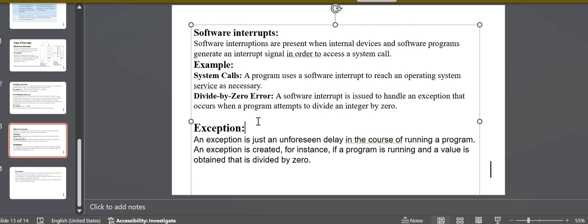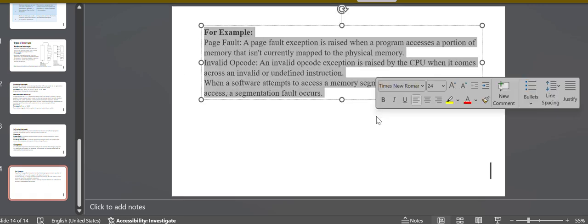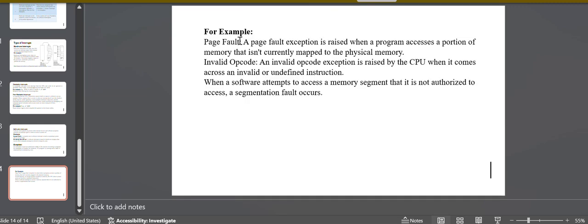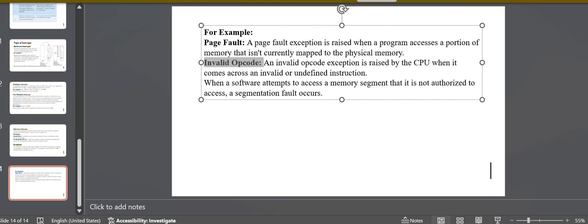And the next one is exception. An exception is just an unforeseen delay in the course of running a program. For instance, an exception is created if a program is running and a division by 0 occurs. Here you can see examples of exceptions: page fault, invalid opcode. And when software attempts to access a memory segment that it is not authorized to access, a segmentation fault occurs.